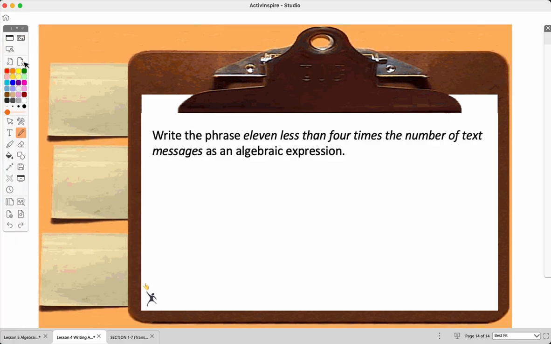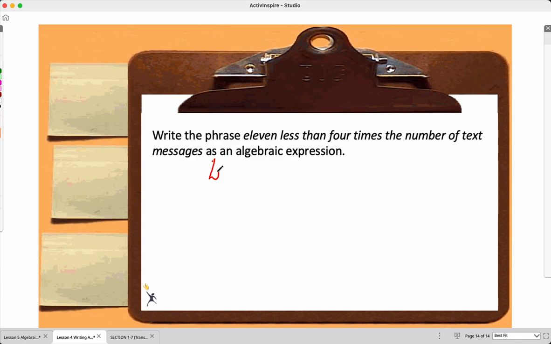All right. Now I think we've got a pretty good handle. All right. Last one, I want you to give it a shot on your own. All right, so let T equal text messages. And now that I've got that, I've got a less than turnaround phrase again, so it's going to be 4T minus 11 to get me my answer.